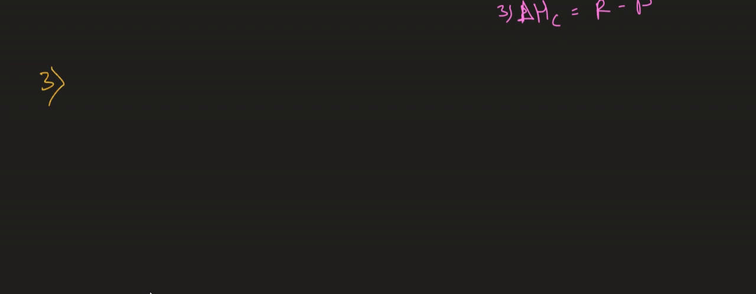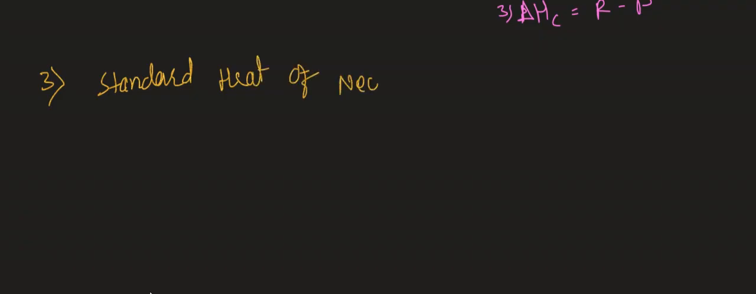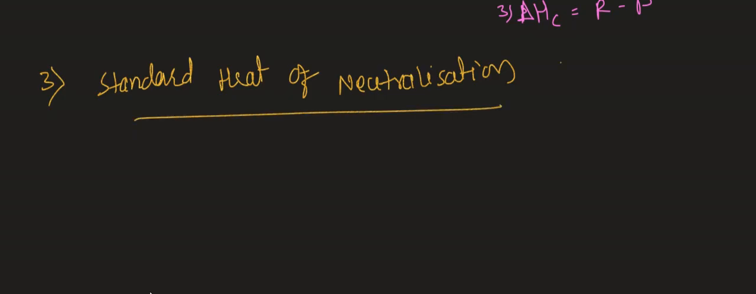The third heading is standard heat of neutralization, denoted by delta H naught NEU. If they provide standard, then you can use the naught, or else you can just write delta H NEU. What is the meaning of standard heat of neutralization?